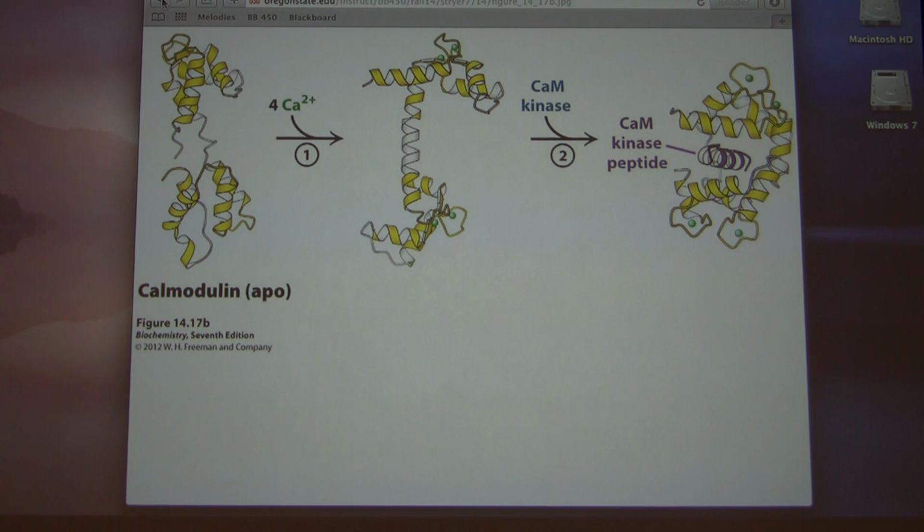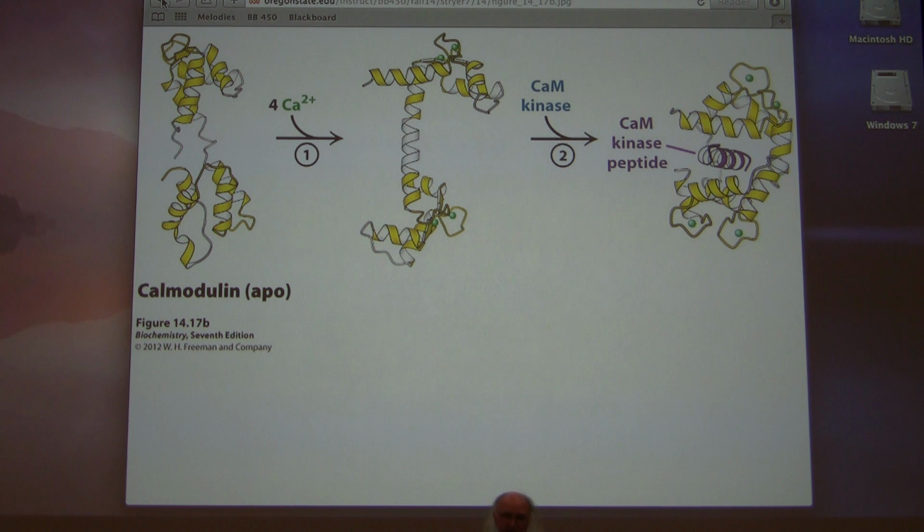Is there a reverse process to this? What do you suppose? How would we reverse this process? Good question. As we start removing the calcium, remember these are not covalent bindings, so when we have non-covalent bindings, these things can come back out. This guy will lose its calcium, and when it loses its calcium, it's going to go back to this state here. It's no longer going to activate that enzyme, and we reverse the process.